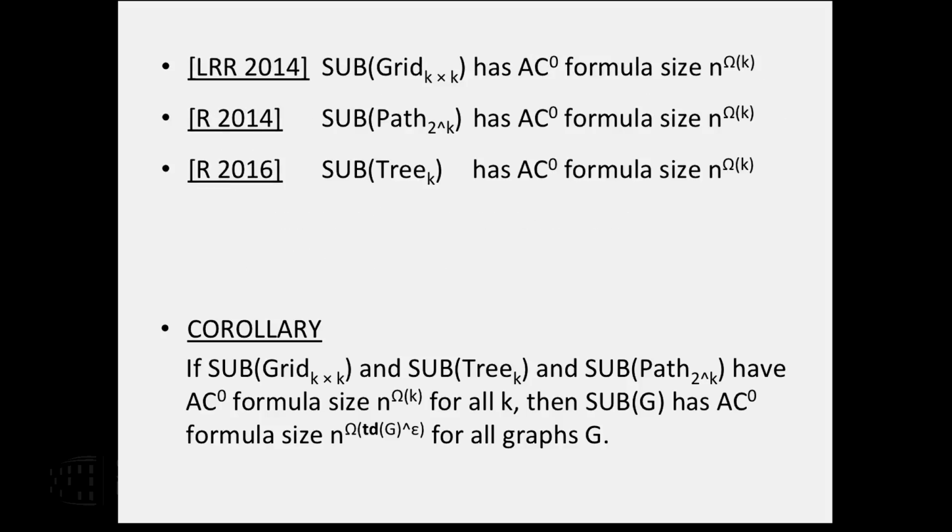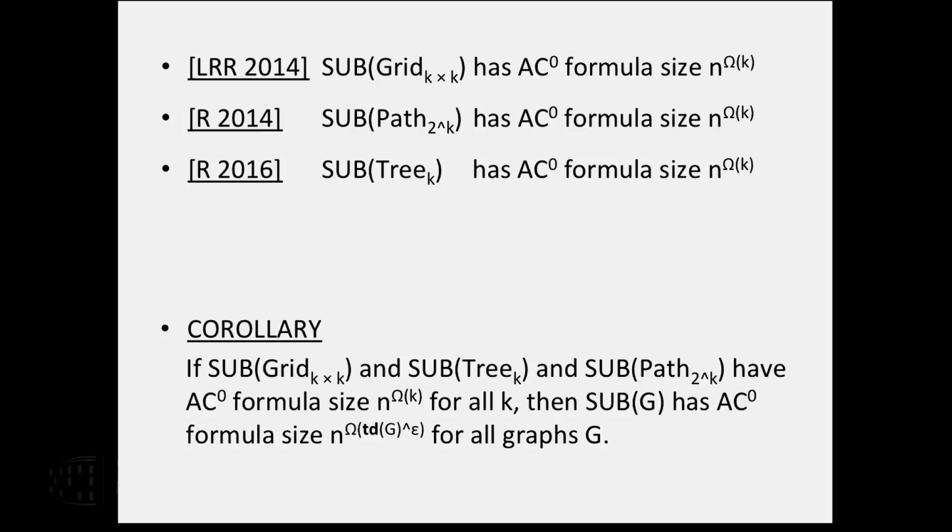So we have these three cases. The grid case, in fact, follows from the previous work with Lee and Razborov, simply because the k by k grid has tree width k, so it has AC0 circuit size n to the omega k. Therefore, it has AC0 formula size at least that. The case of the path was shown in this previous work, which I mentioned. This is really the distance 2 to the k connectivity problem. So this was in this previous work.